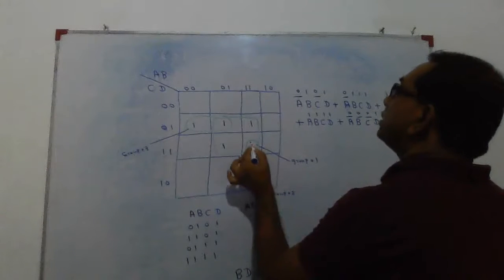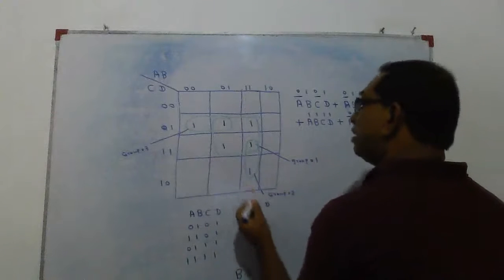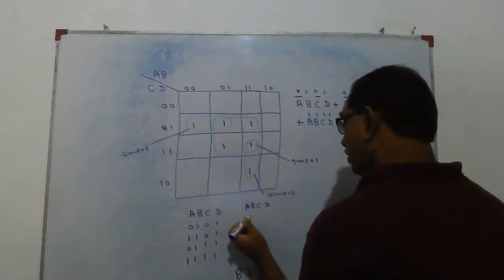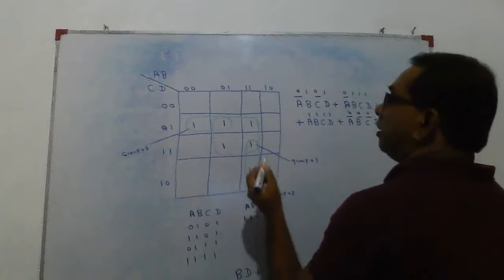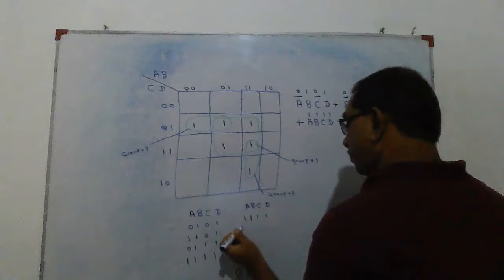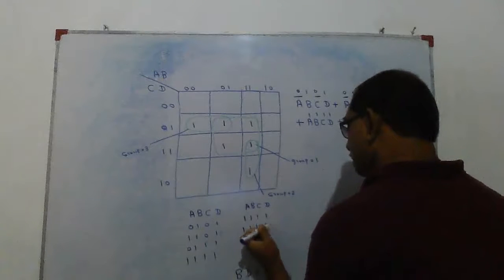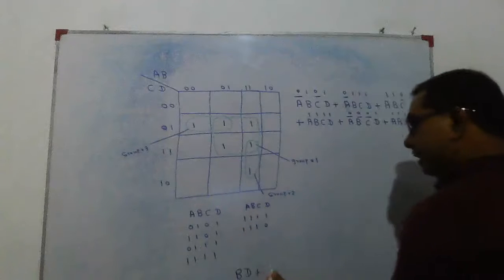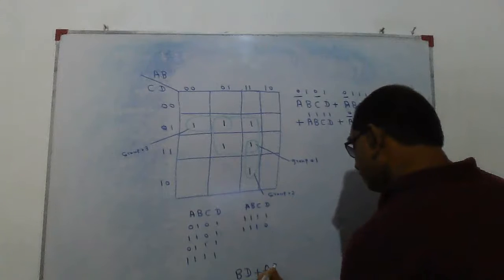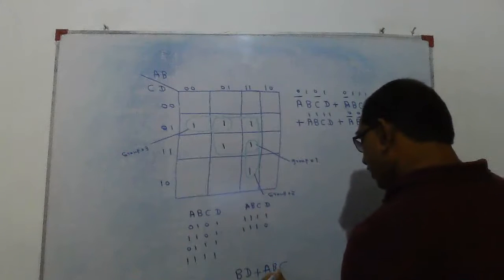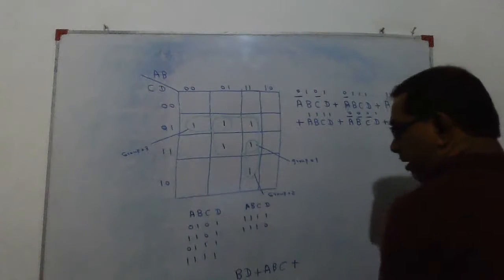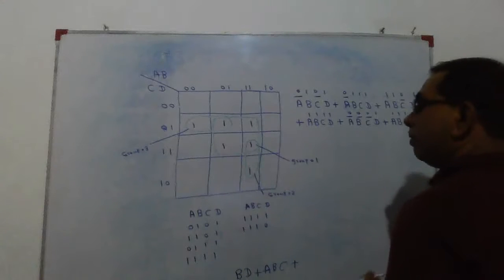Group 2, the first value is 1, 1, 1, 1. So we take it 1, 1, 1, 1. And the second value is here. It is 1, 1, 1, 0. So it is very clear. We can take A, B and C as common values. Then we say, oh, we cannot take D here. Now B and D O, A and B and C O.